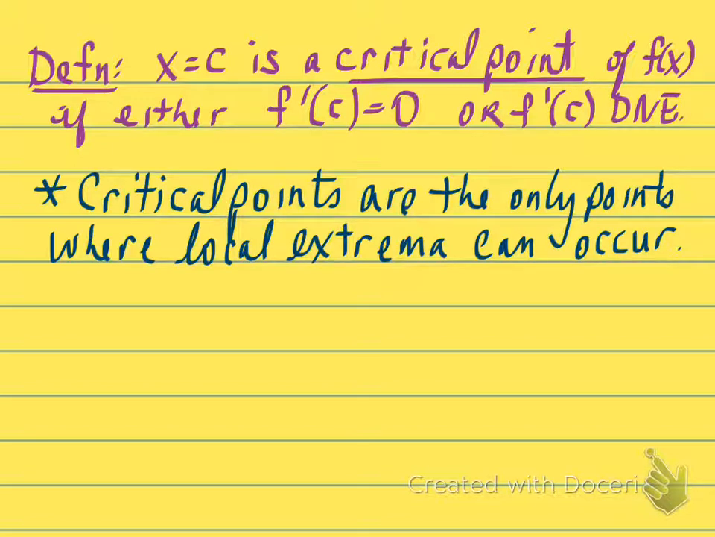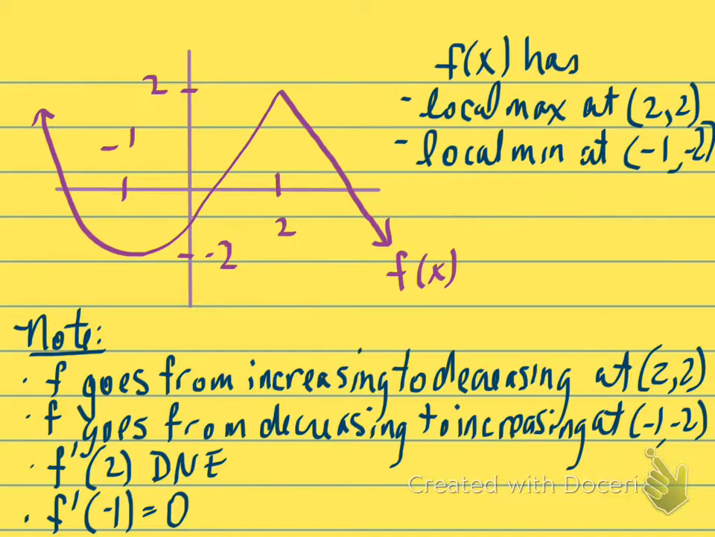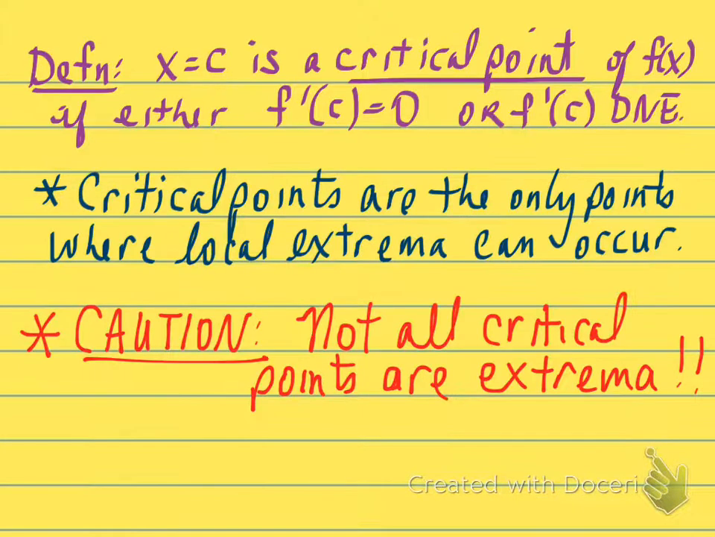We saw in the last picture that indeed we had a critical point of the type f prime does not exist at 2, and a critical point of the type f prime equals 0 at negative 1. So critical points are the only places where local extrema can occur.